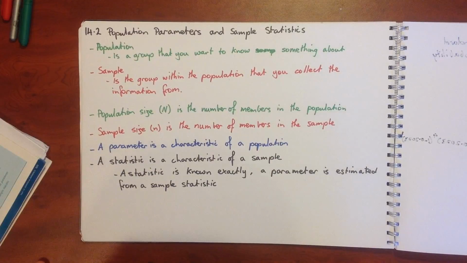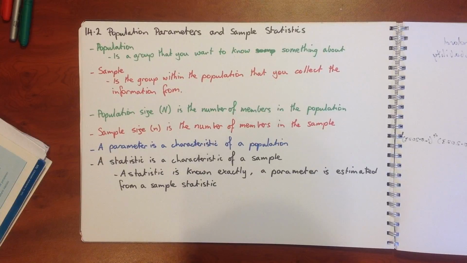Okay, so there's a fair bit of terminology that we need to get our head around for this chapter. To start off with, a population is a group that you want to know something about. A sample is a group within the population that you collect the information from. Population size is capital N, the number of members in the population. Sample size is lower case n, the number of members in the sample.